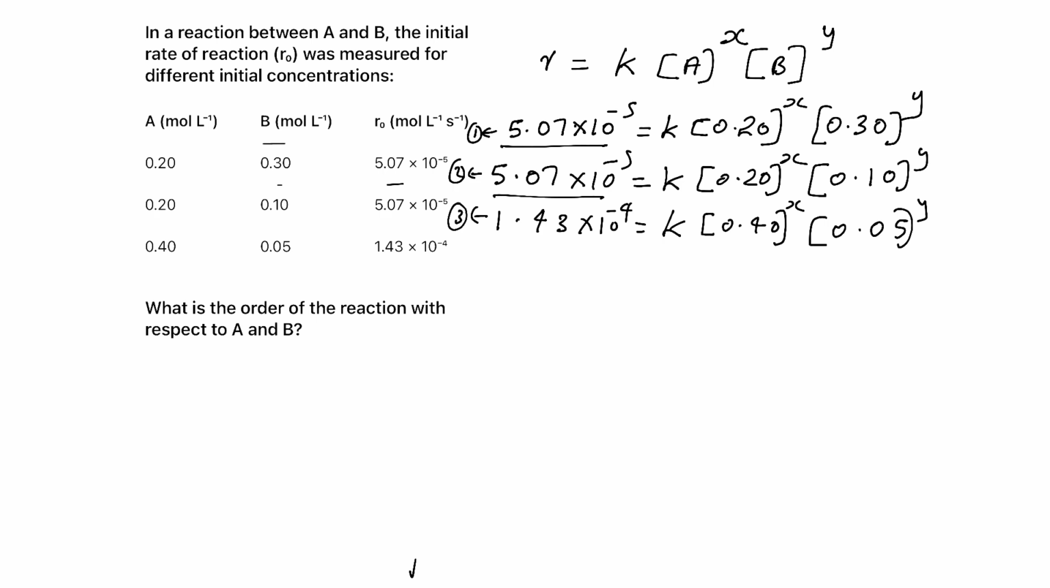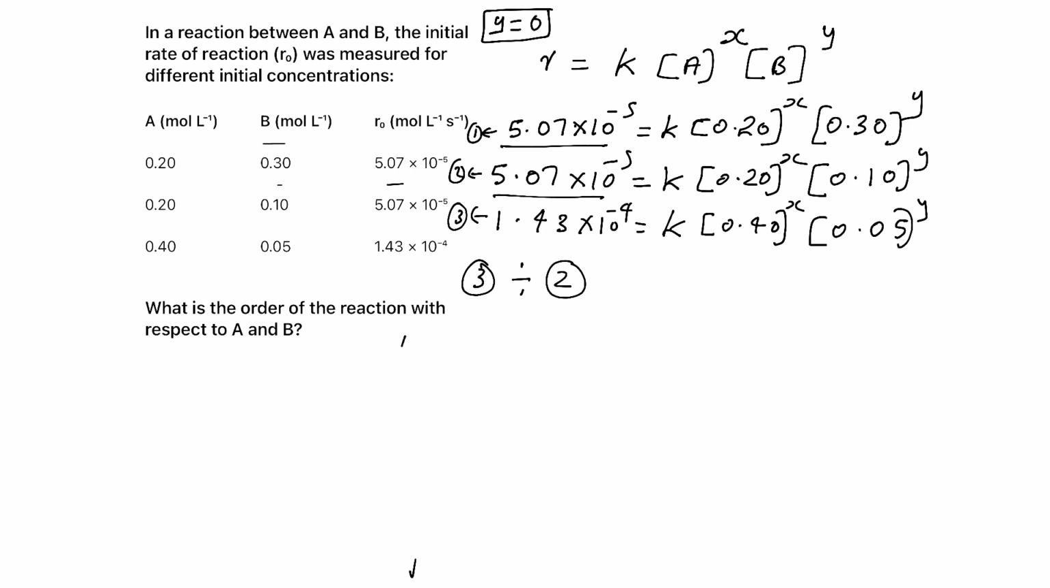Y is equal to 0, right? Okay, we can write it here. Y is equal to 0. Now we are supposed to find x. For finding x, we can divide equation number 3 with equation number 2.